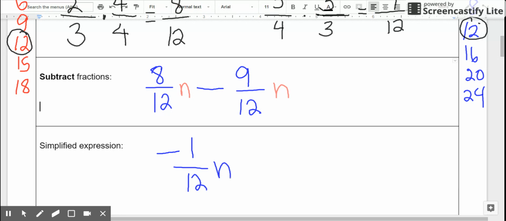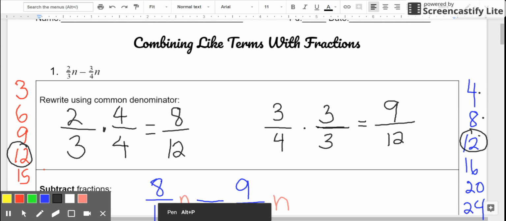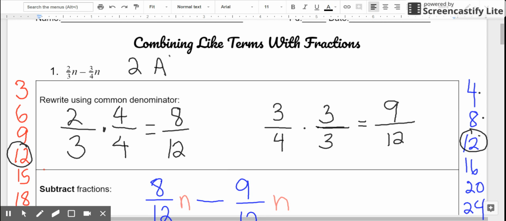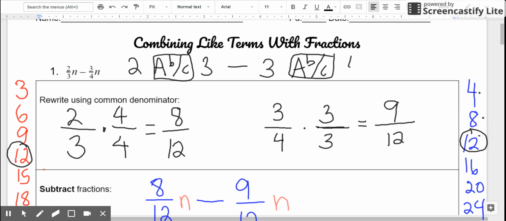If you wanted to take a shortcut, you could have taken your calculator and subtracted on your calculator. So you could have taken 2 and then use your ABC button, 3 to get 2/3, minus 3 and then your ABC button, 4ths equals, and then you would have gotten negative 1/12 as your answer as well. Don't forget, if you use your calculator, that you need to use your brain to figure out which terms are variables and which terms are constants.